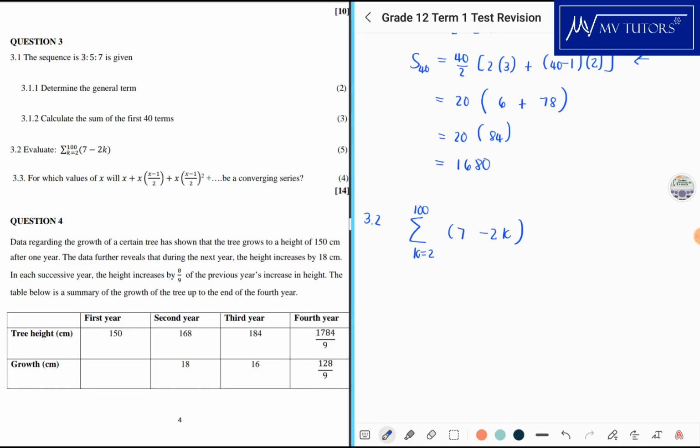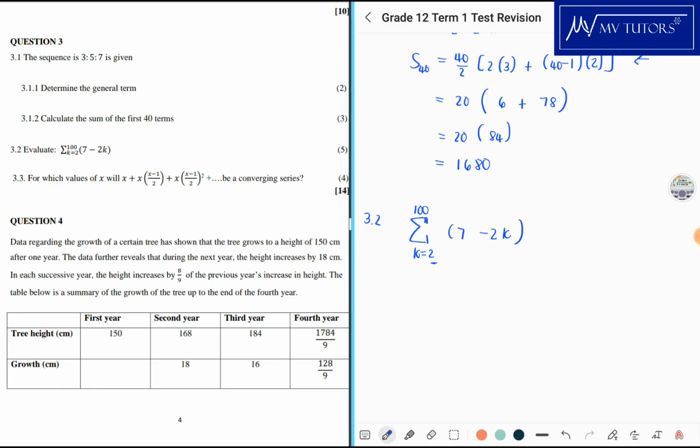What I normally do when I deal with sigma notation, in terms of evaluating, firstly I want to determine what kind of sequence I have. Is it geometric or is it arithmetic? Now, because k is not an exponent, I know that it is arithmetic. Okay, and because it is arithmetic, I just want to get the first 3 terms. Because this is what sigma means. Sigma means we have the sum, from term 2 up until term 100.